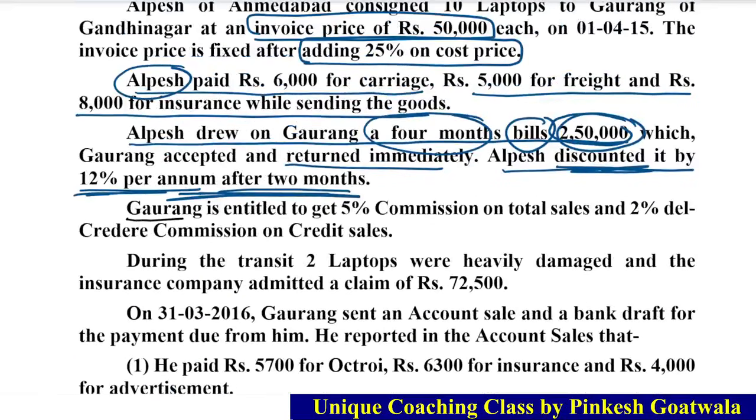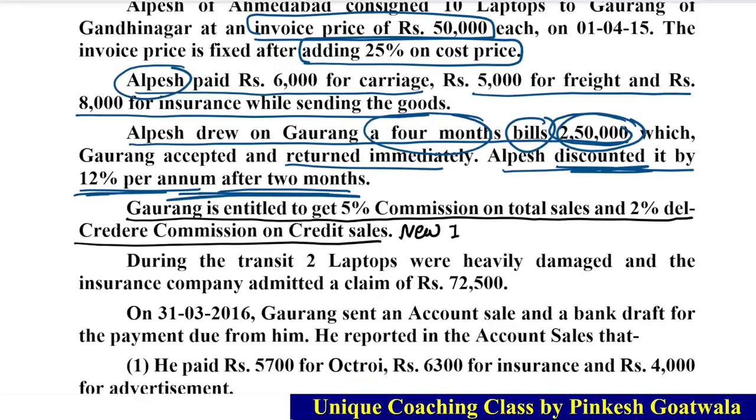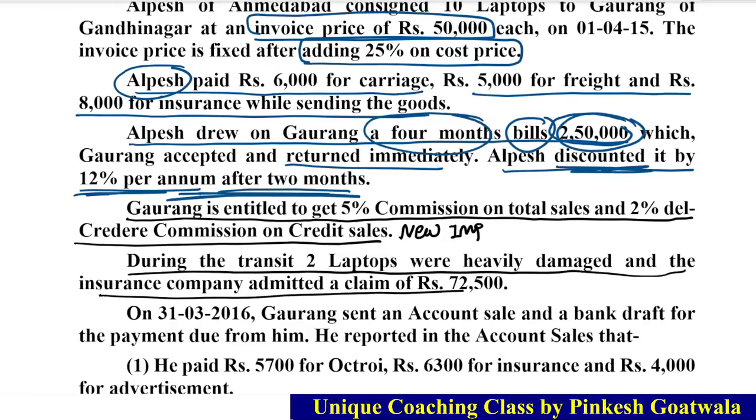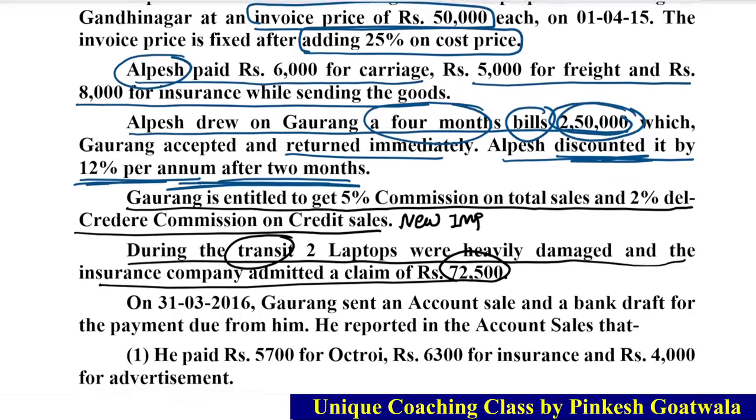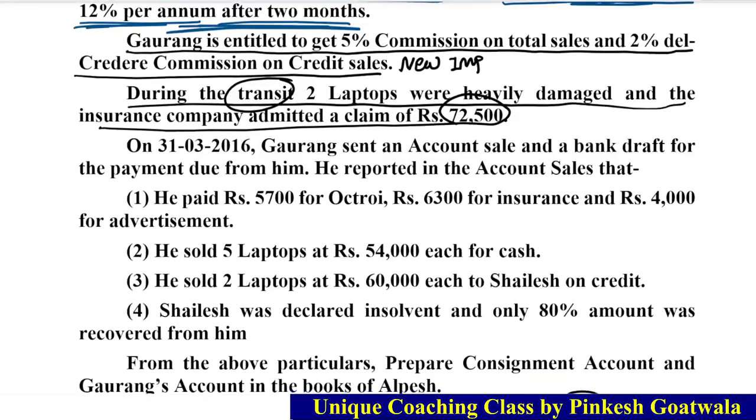Now next, Gaurang is entitled to get 5% commission on total sale and 2% del credere commission on credit sale. Now it's a new point. Okay, it comes the first time and is also an important point. We will learn about that. During the transit, 2 laptops were heavily damaged and the insurance company admitted a claim of 72,500. So here there is a loss on the way in transit. Okay, damage has happened. So here we have to do this calculation. Okay, we have done it in the second sum.